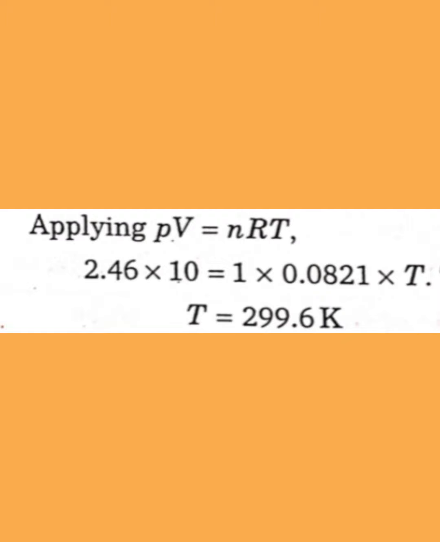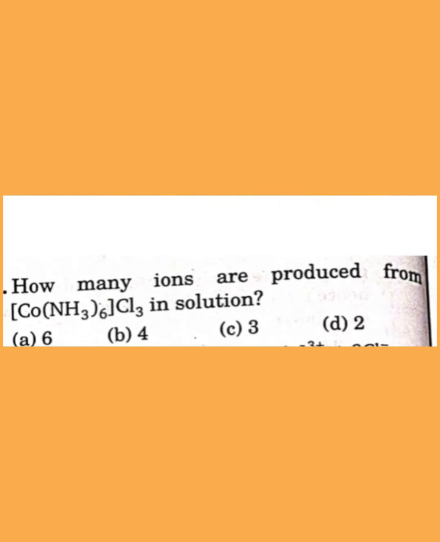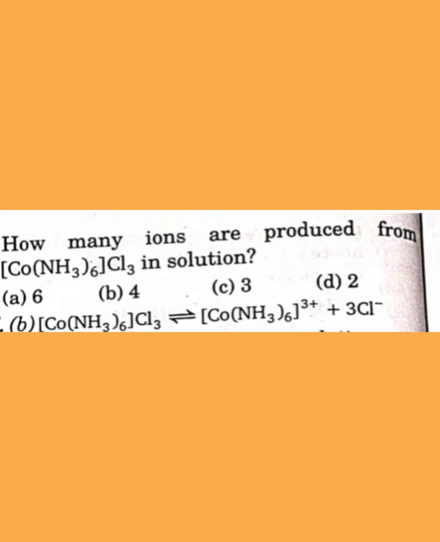By solving, we get the answer T is equal to 299.6 Kelvin. Next question, how many ions are produced from hexaammine cobalt 3 chloride in solution? The options are 6, 4, 3, 2. The correct answer is option B, 4, that is 4 ions are produced.